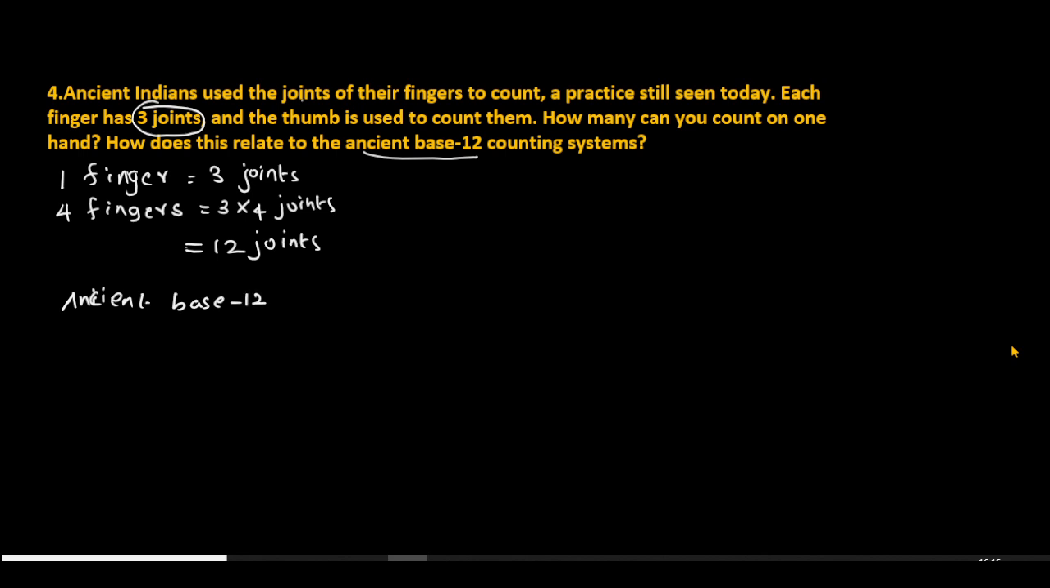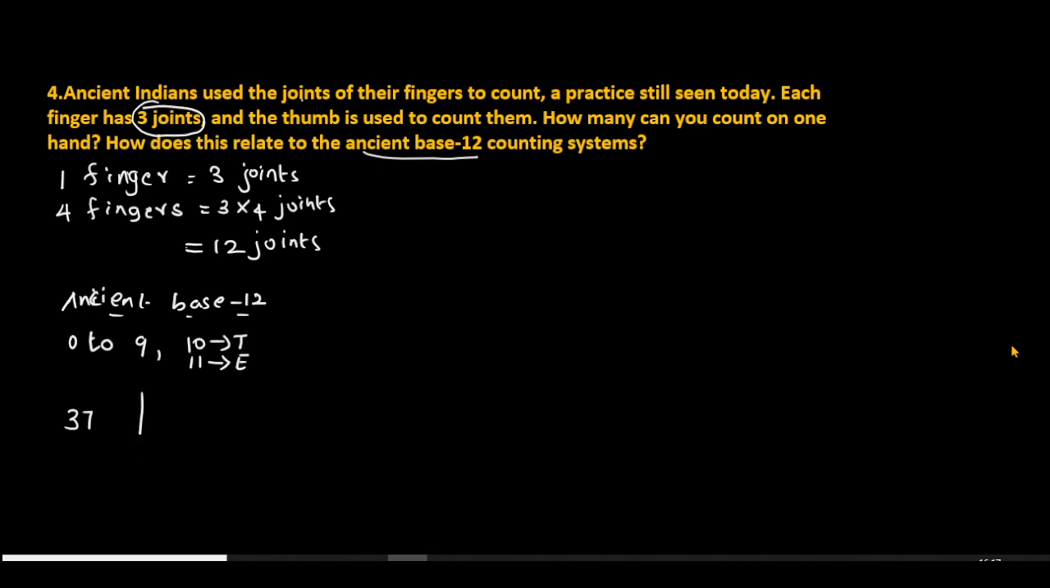Ancient base 12. Base 10 is there, and like that, 12 also. For the numbers 0 to 9, we take them as they are. Instead of 10, we indicate T. Instead of 11, the indication is E. Suppose I take a 2-digit number, say 37. We're going to see how many 12s are there in 37.